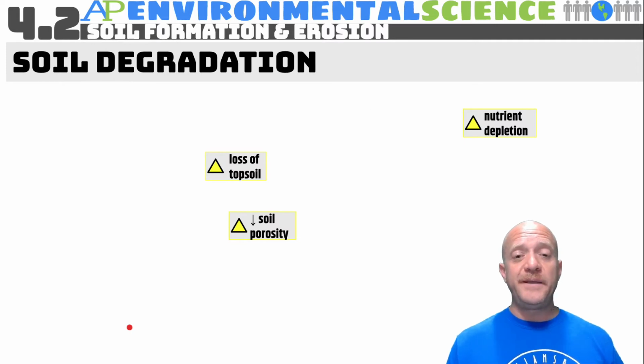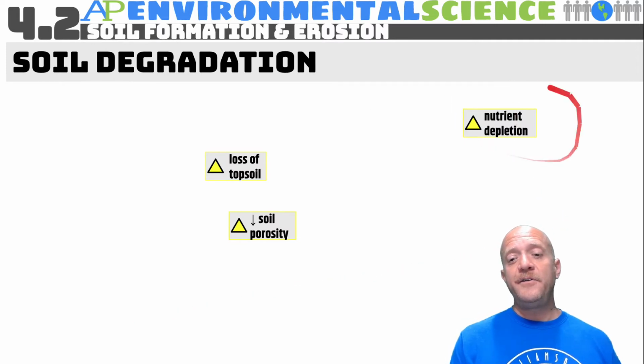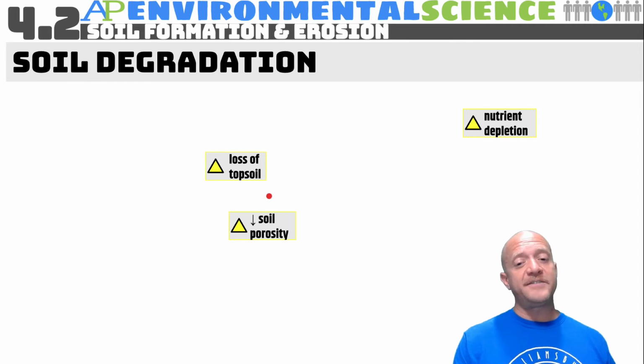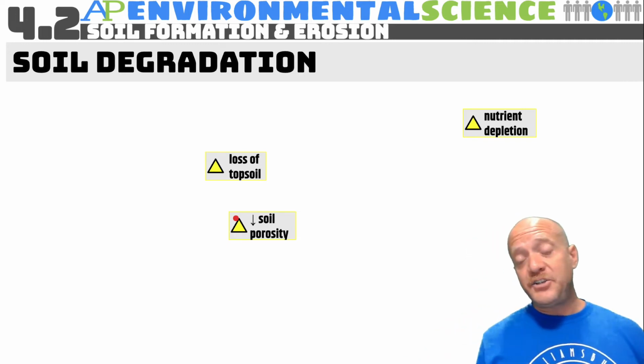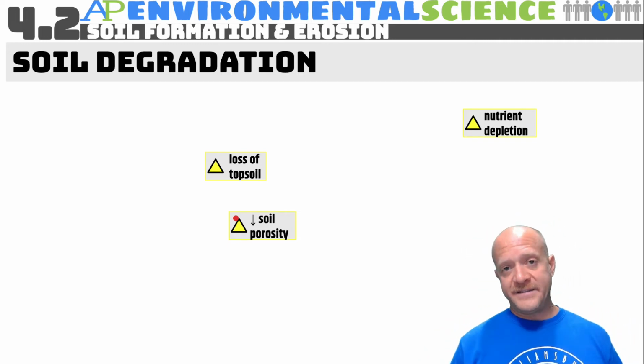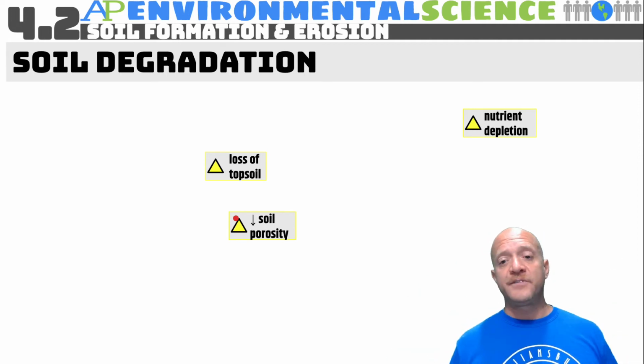So how can soils become degraded? Well, you can have nutrient depletion, you can have a loss of topsoil, and you can have a decrease in soil porosity. And porosity just means how many pores are present. So there's pores in the soil, and that allows water and air to move through the soil.